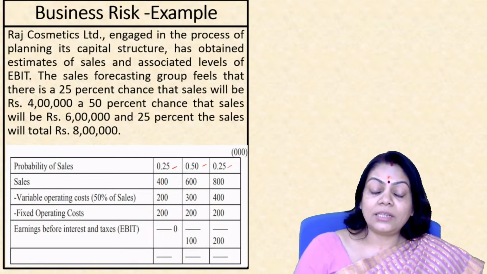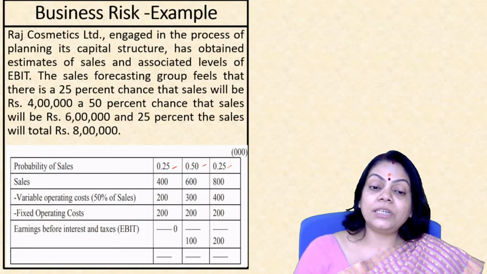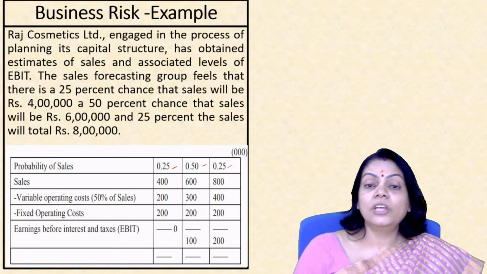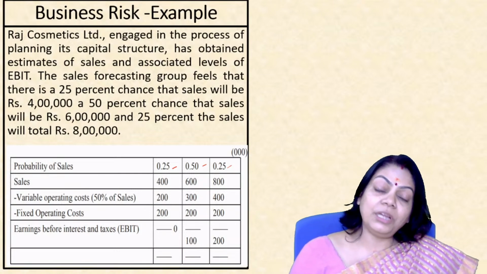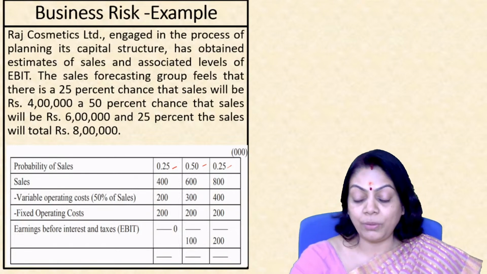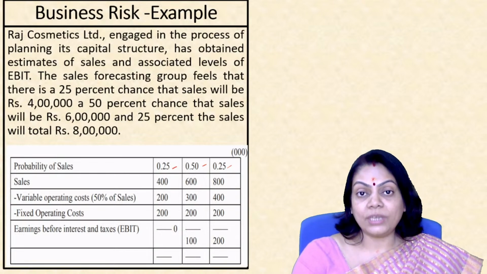So again, there is a 25% chance that the profit will be nil, a 50% chance that my profit will be 1 lakh, and a 25% chance that my profit will be 2 lakh. So there is a great variability we are observing in the profit, gross profit or operating profit, whatever you might call it. This variability in the profit is known as the business risk.